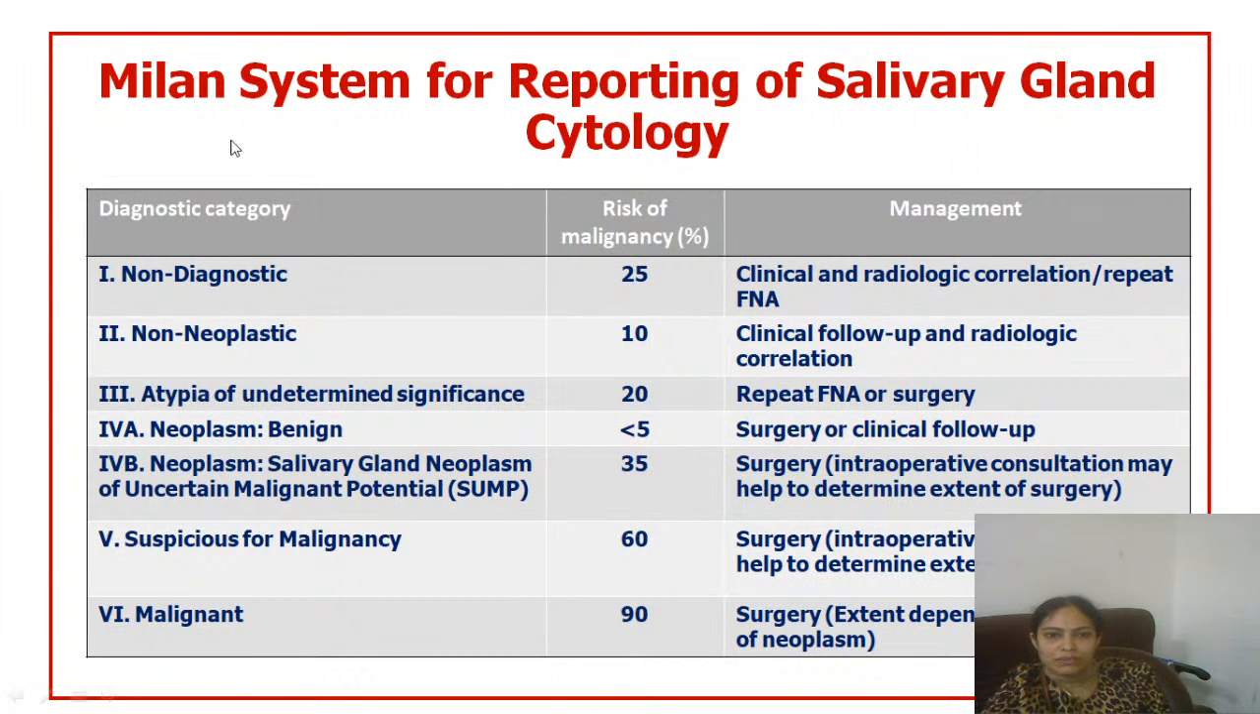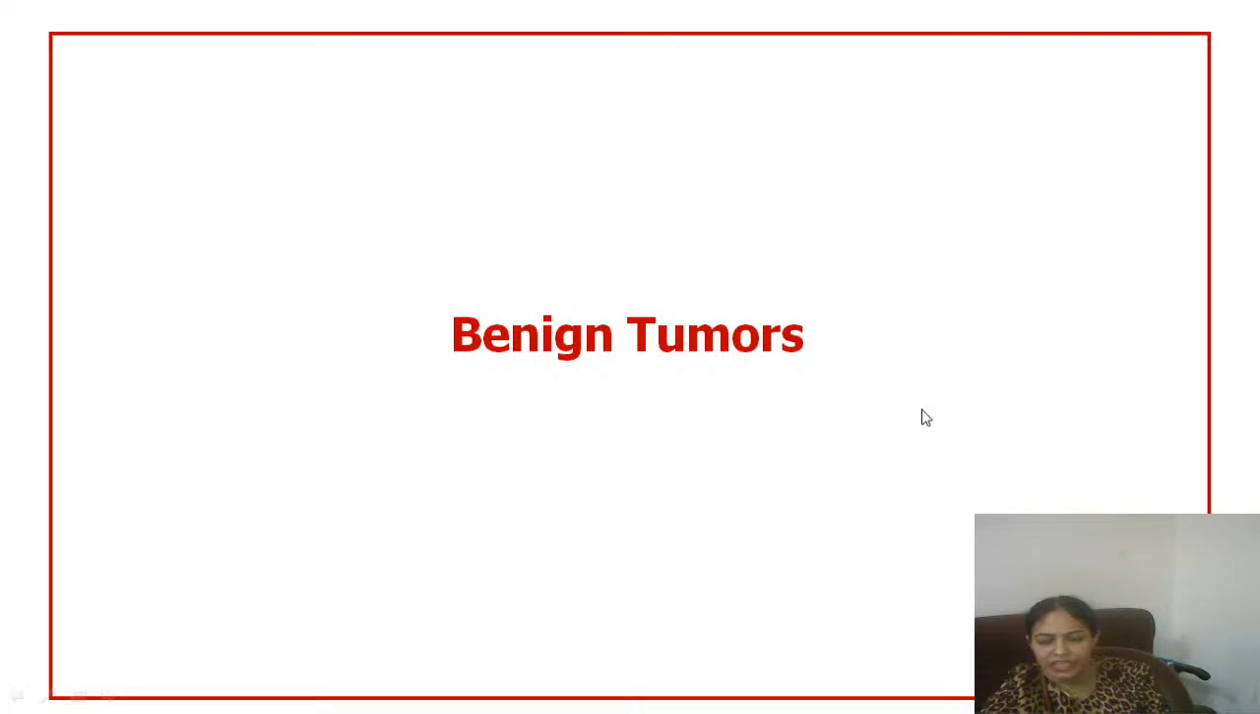So this is known as the Milan system for reporting of salivary gland cytology. There are 6 diagnostic categories, and each has an implied risk of malignancy, and it tells you how to manage the patient further. Now we look at the histology of specific tumors.